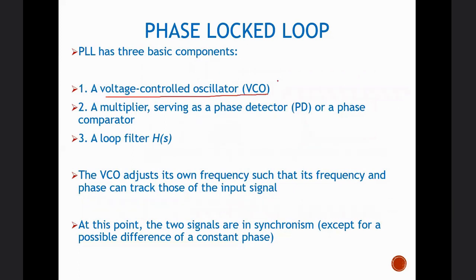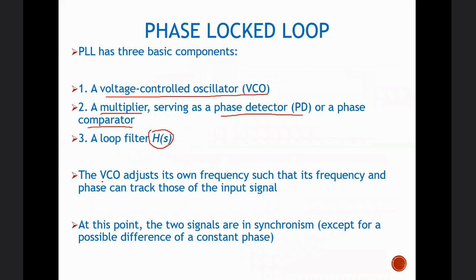As the name suggests, its output frequency can be controlled by varying the input voltage. Then we have a multiplier stage. It serves as a phase detector, PD, or a phase comparator. So the multiplier stage is the second basic component. And then we have a loop filter, which has a response of H(s). We'll see the function of all these three components in the coming slides.